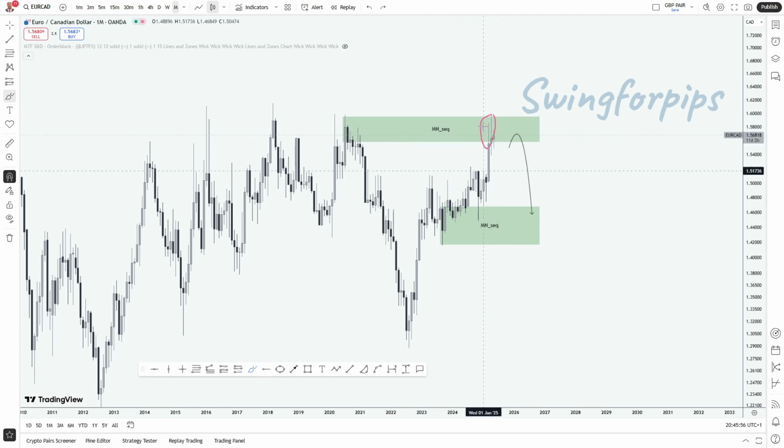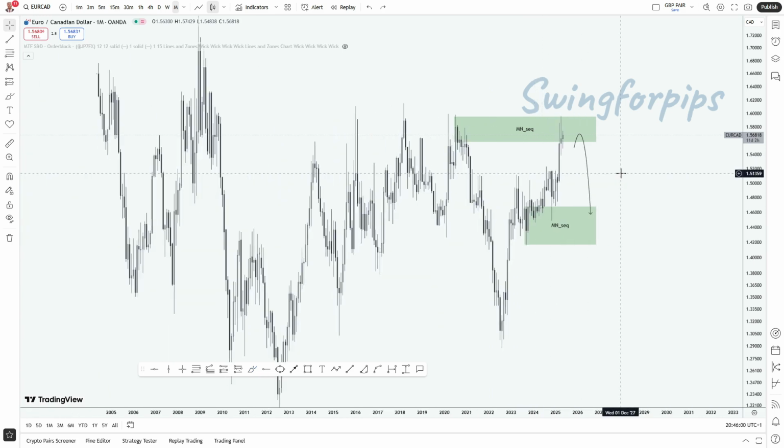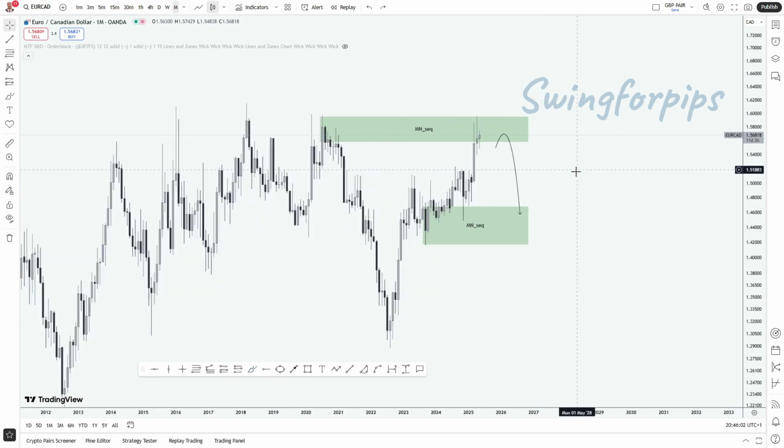Okay, this bearish pin bar. So now what are we looking for? We're actually looking for bearish evidence to the downside. We have to see the evidence before we make our move.